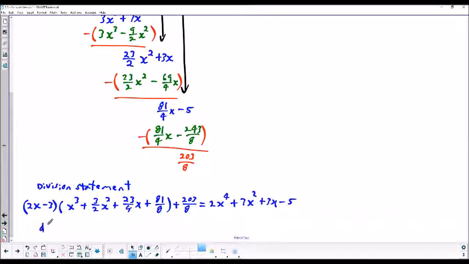Okay, divisor multiplied by the quotient plus the remainder equals the dividend.